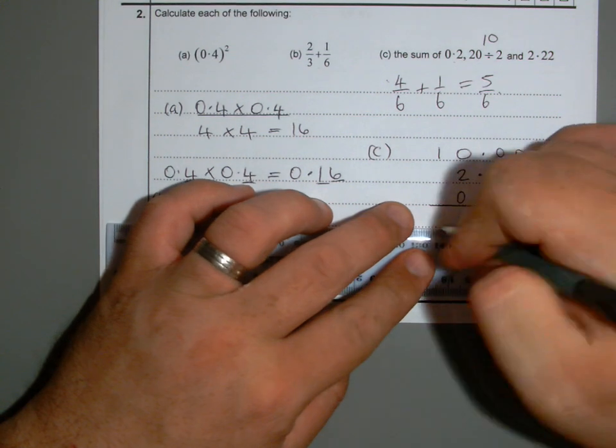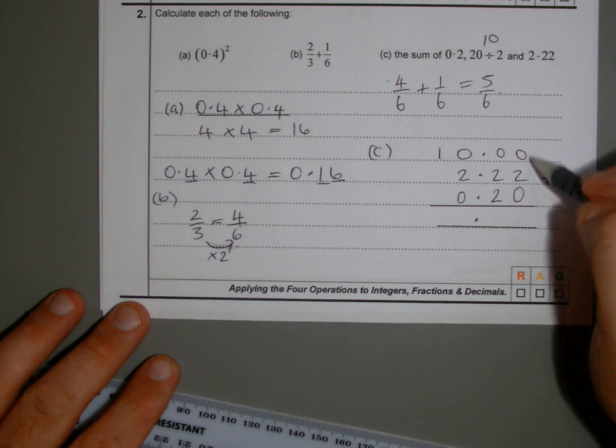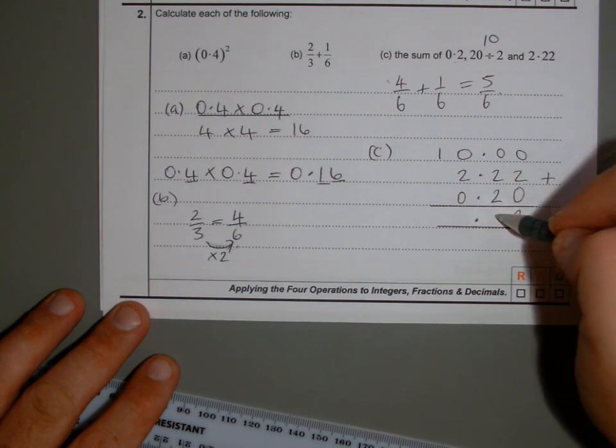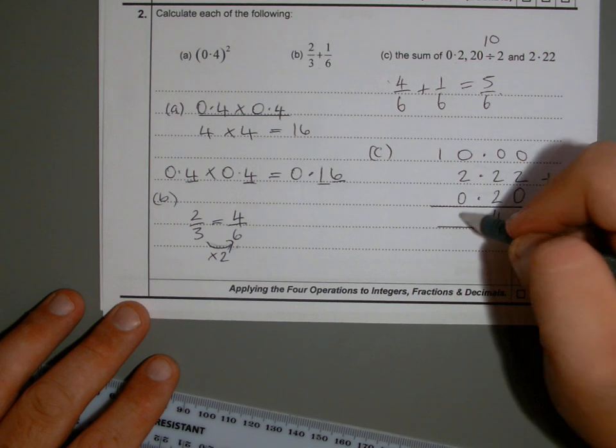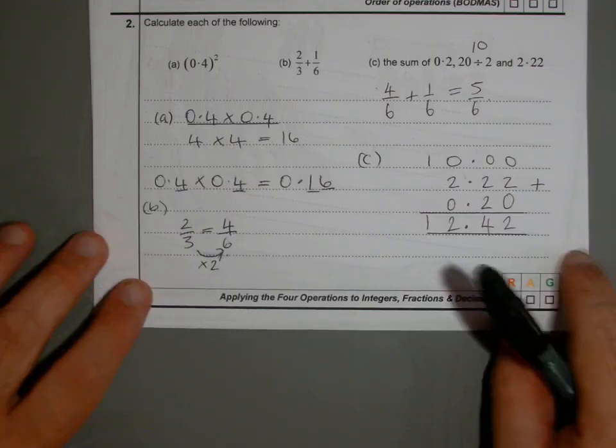Okay, so my answer, there's my decimal point all lined up. We can add these. Again, you might want to put a 0 there to help you. Start off on the right. This column here becomes 2. This column here becomes 4. This column here becomes 2. This column here becomes 1. Okay, so 12.42.